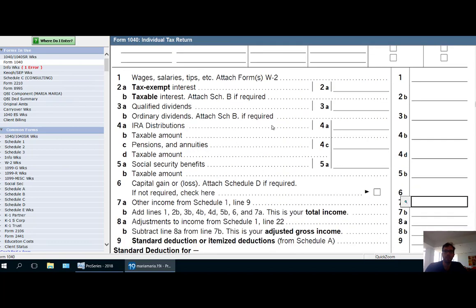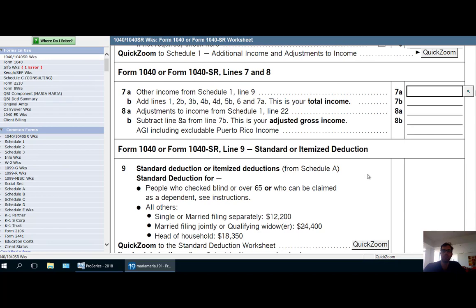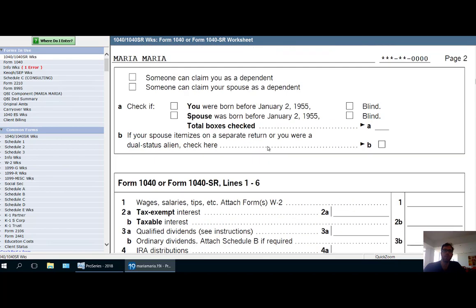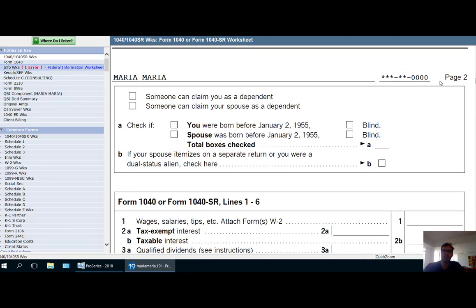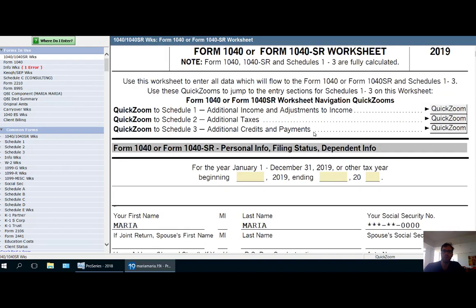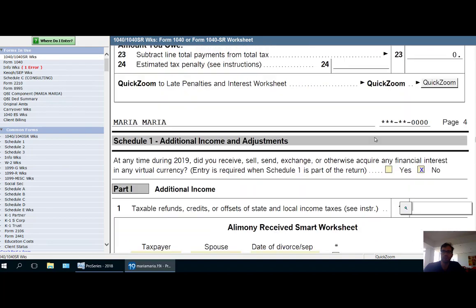Here is where you put your income. Here's W-2 wages, interest, dividends, pensions, Social Security, and so forth. The Schedule C income goes on other income. So Schedule C actually flows to Schedule 1, and then Schedule 1 flows to the 1040. So Schedule 1 is, well, we'll get to it in a minute, but here it is really quickly.